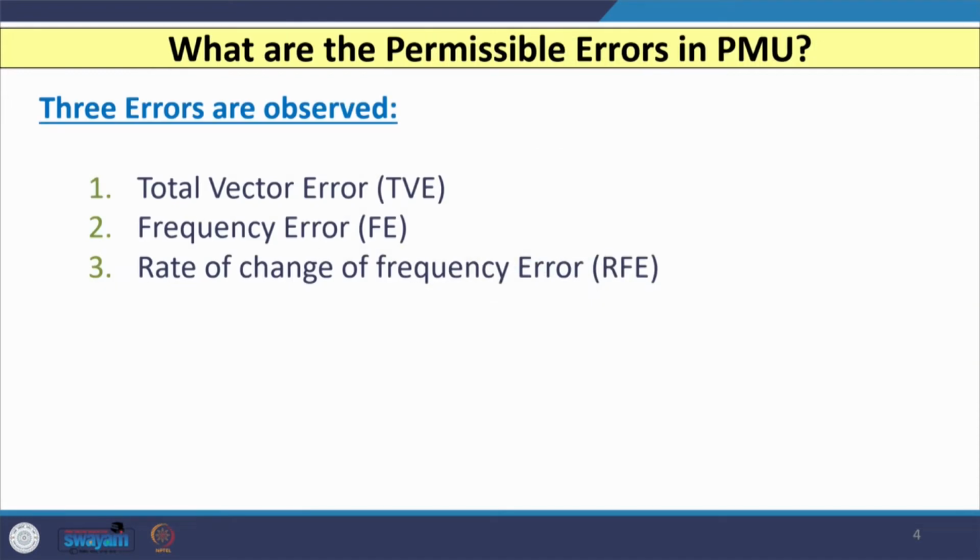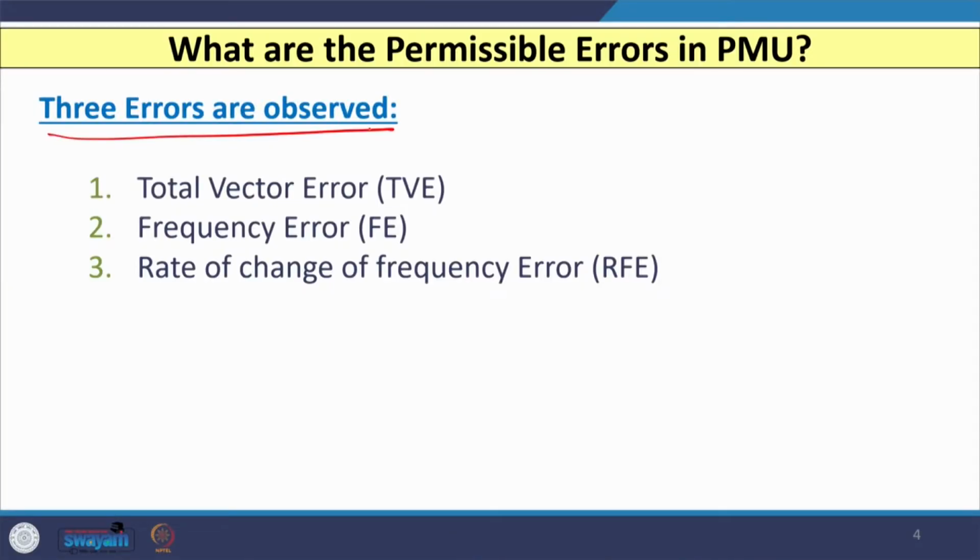Now, we know that whenever phasor measurement units are used, and we give input as voltage, currents and the clock signal from GPS, the output estimated by the PMU also contains some errors. Reference values are there, and if we compare the estimated value with the reference value, then we definitely observe some errors. So, let us see what errors are permissible in a PMU as per the standards, and what the different types of error observed in a PMU are.